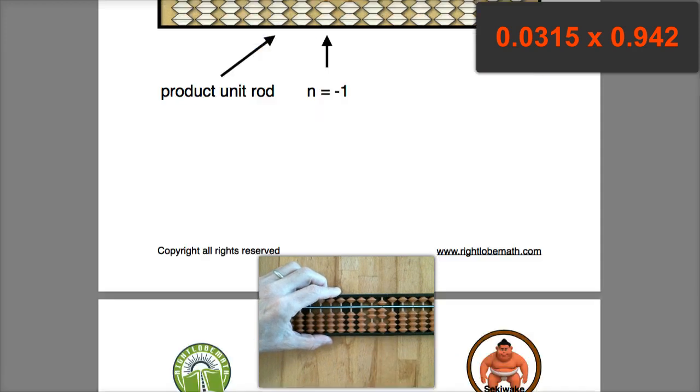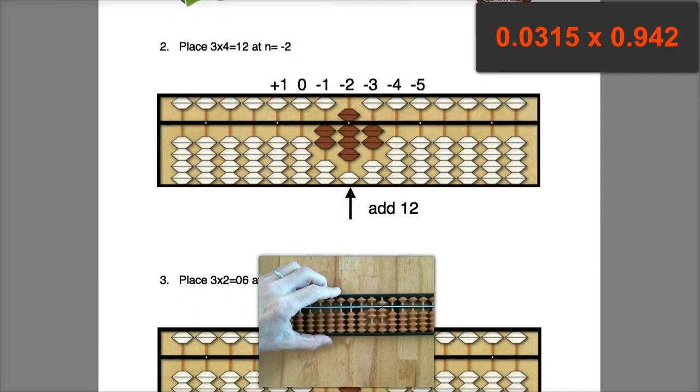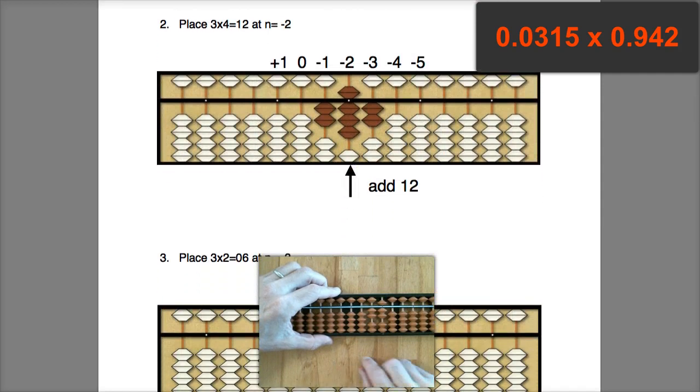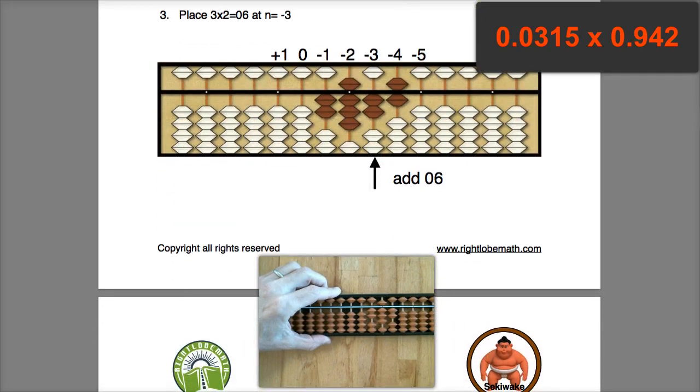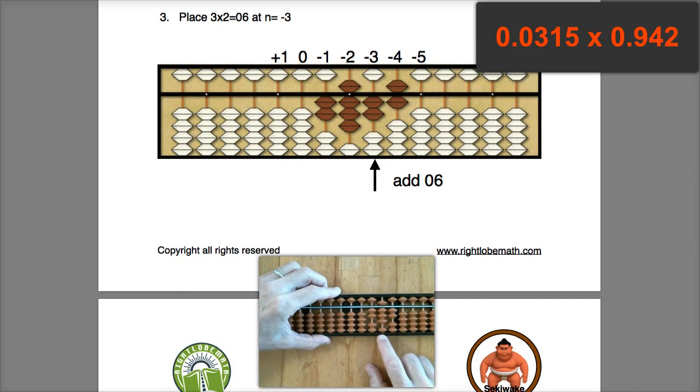Okay, so if we keep going, we do 3 times 4, which is 12. Now we're going to enter that at n equals -2. So that'll be here, and we simply add 12. Continuing on, we do 3 times 2, which is 6, and we're going to enter that at n equals -3. So here's -3, and we're going to enter 6, which we think of as 0.6, right?